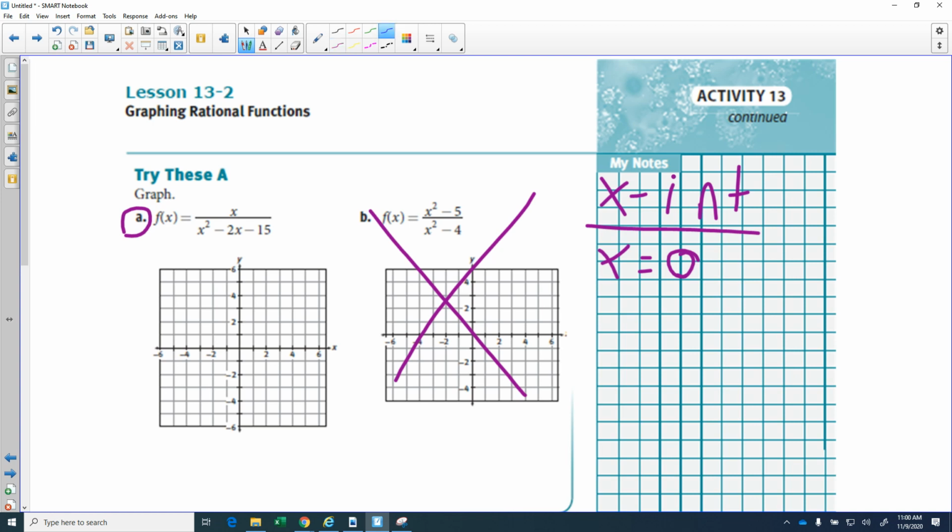So notice that we already have our x-intercept. We can go ahead and plot that. We have an x-intercept at 0. Sometimes you won't even have an x-intercept. Sometimes you do. It just depends on the problem.